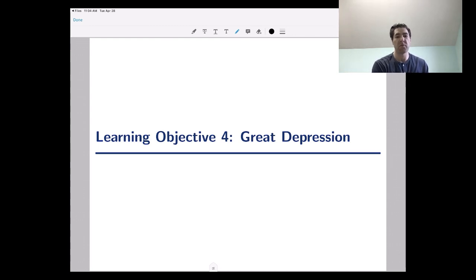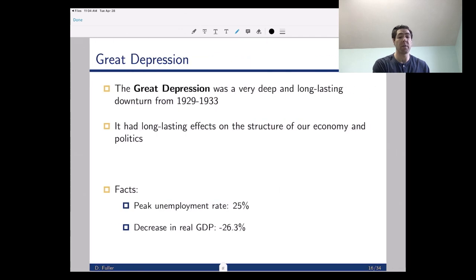All right, so in this fourth learning objective, we're going to look at a very important event in the history of civilization, but certainly in the U.S. economy, which was the Great Depression. The Great Depression was a very deep and long-lasting economic downturn that took place from 1929 to 1933, was the technical definition of it. We saw that in the opening graph of these slides.